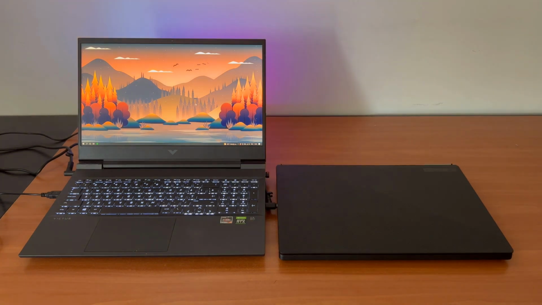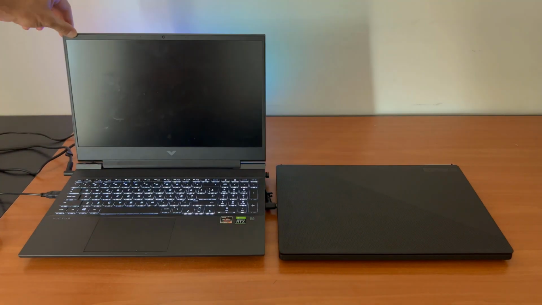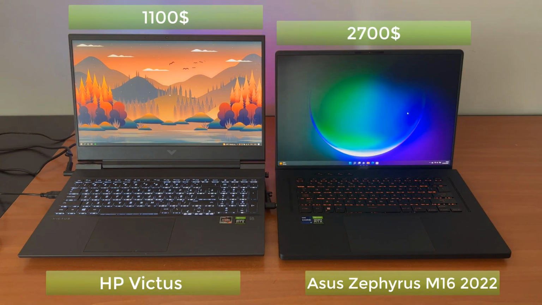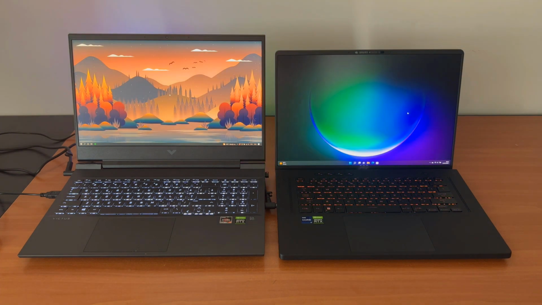Hello, if you are working in 3ds Max Studio, this should be interesting. Let's see how much difference in performance $1500 can make. On the left I have an HP Victus with an AMD processor, and on the right I have the latest Asus Zephyrus with the latest i9 processor. I will do some viewport walkarounds and renderings using GPU and CPU. Let's get started.